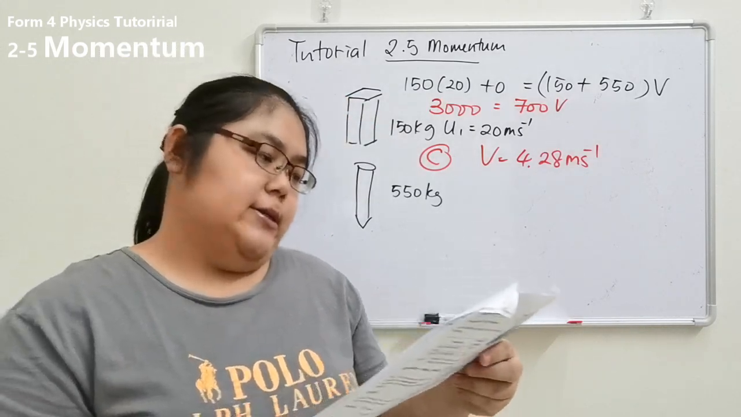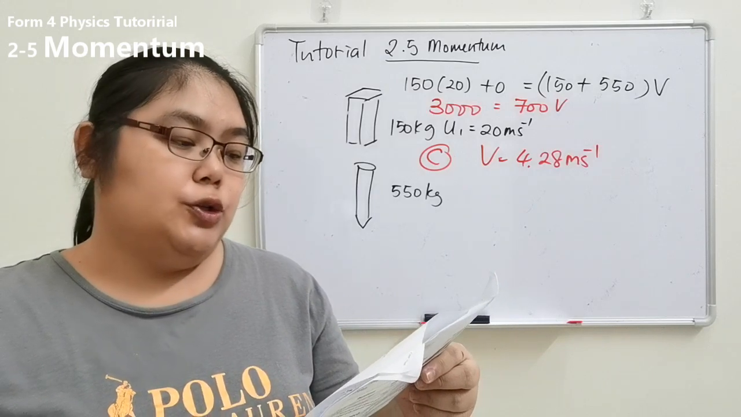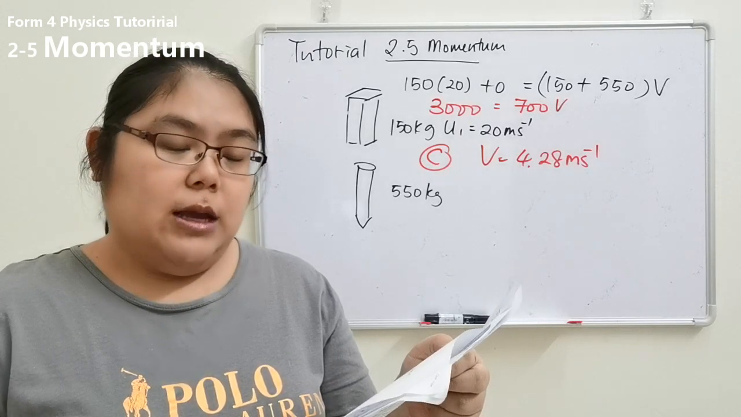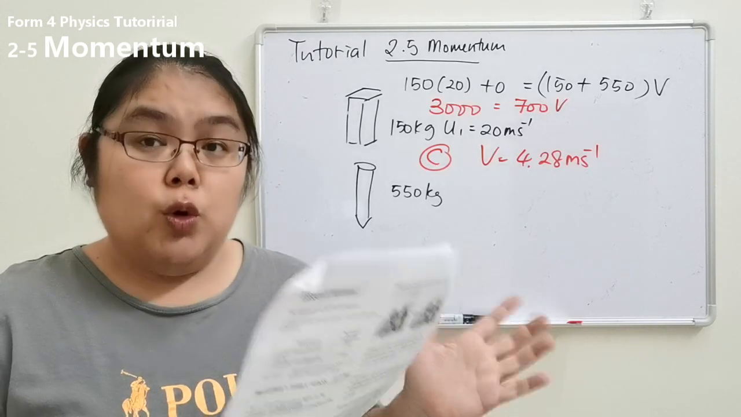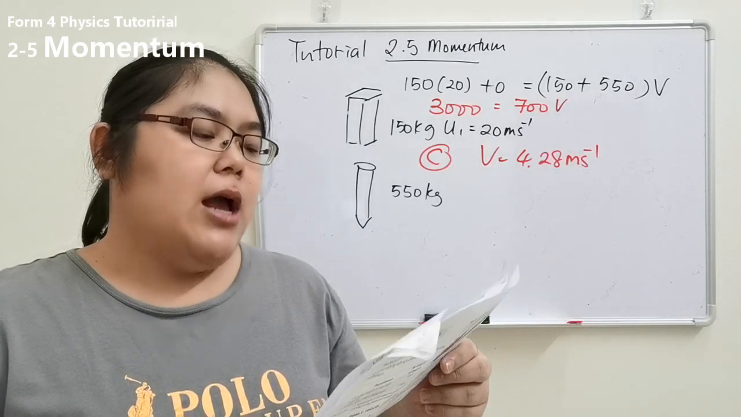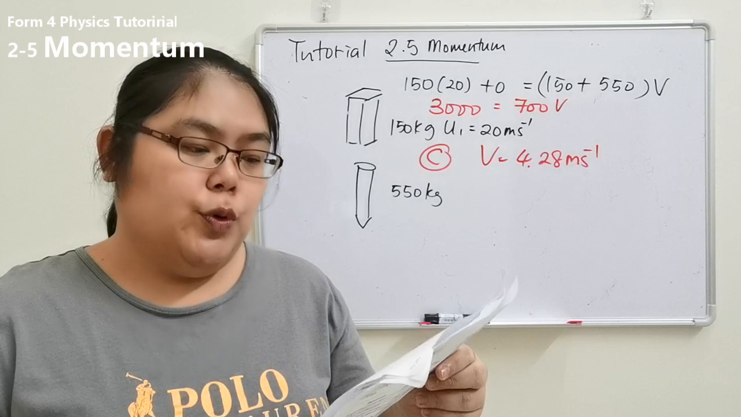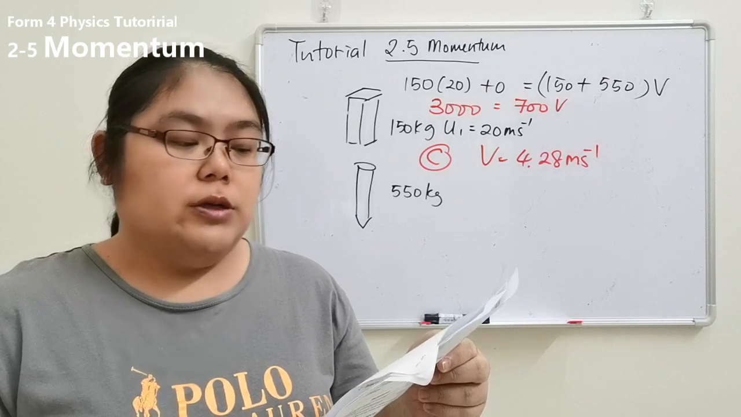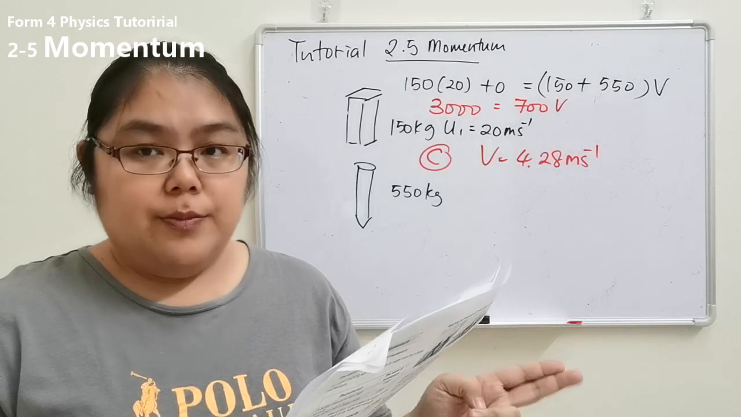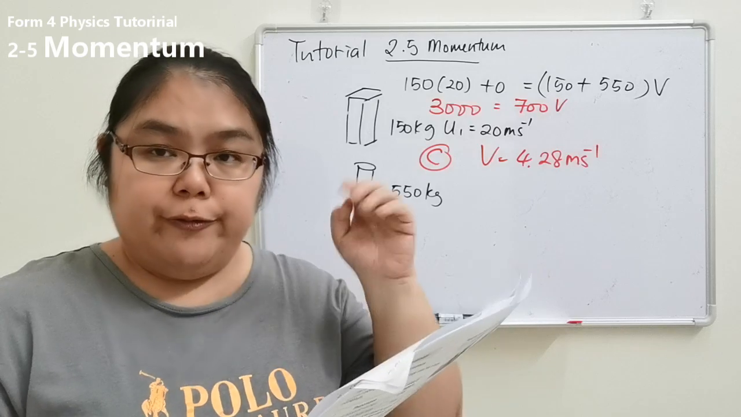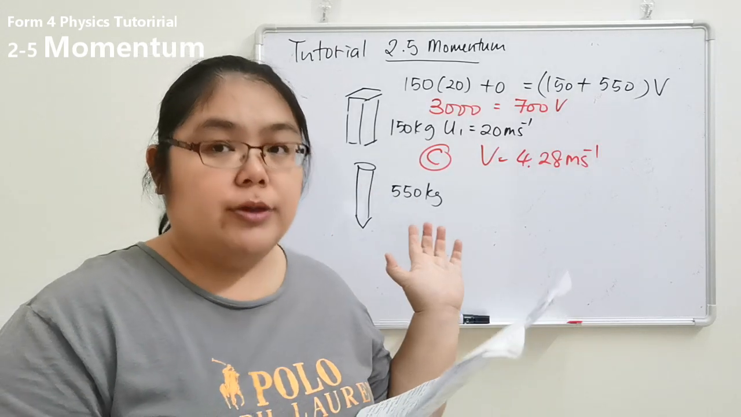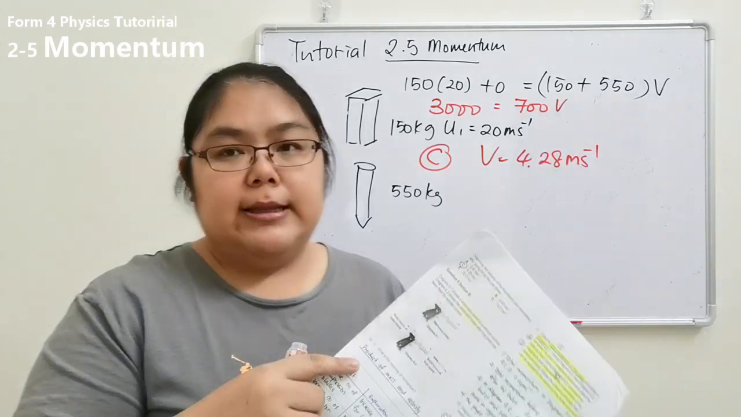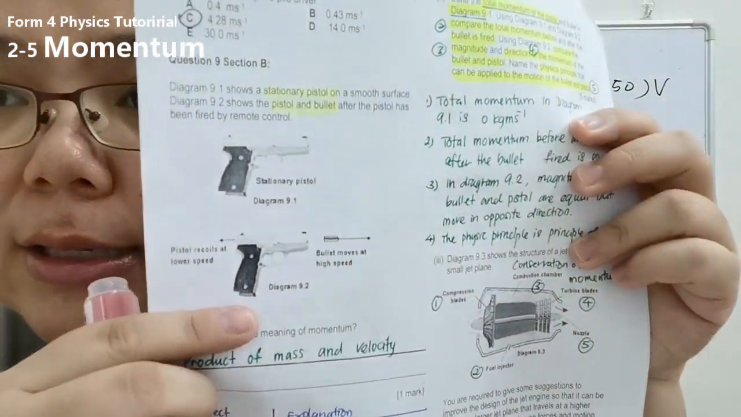I read the question first. Diagram 9.1 shows the stationary pistol on the smooth surface. That means in 9.1, the pistol is not moving. Diagram 9.2 shows the pistol and the bullet after the pistol has been fired by the remote control. So that means the second diagram is moving. The bullet will go in front, then the pistol will recoil backwards. So this is the situation.